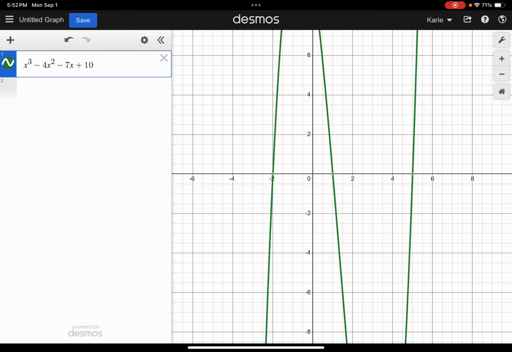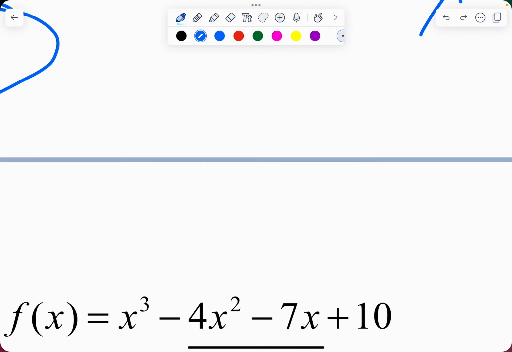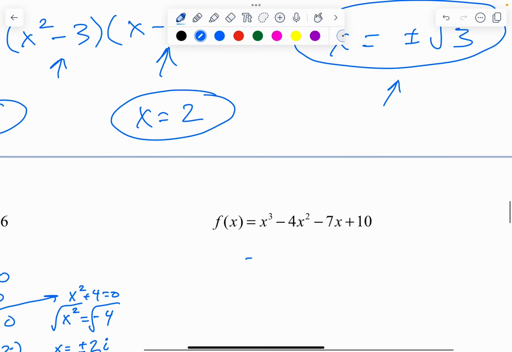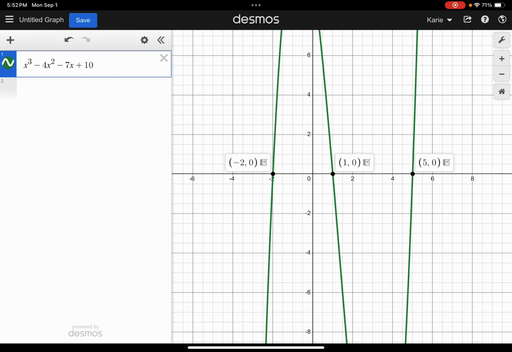I see 1, 2, 3 zeros. That looks good to me. So it's negative 2, positive 1, and positive 5. And so x equals negative 2, positive 1, and positive 5. Is that what I just said? It is.